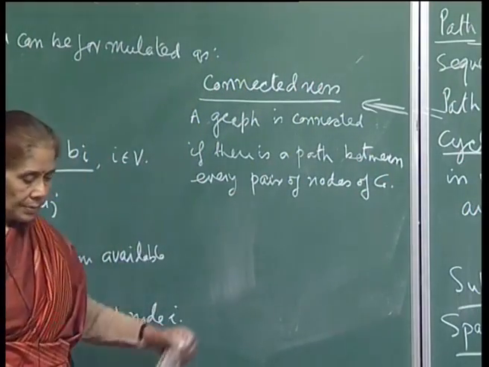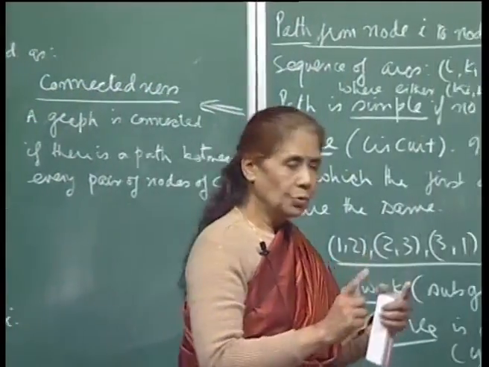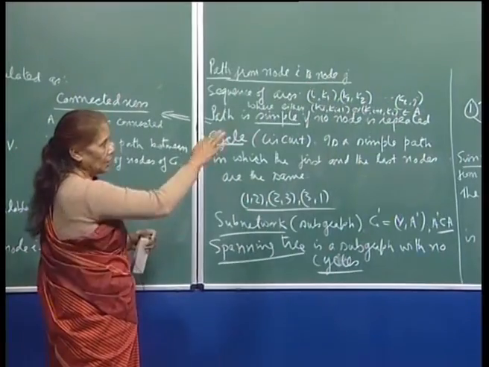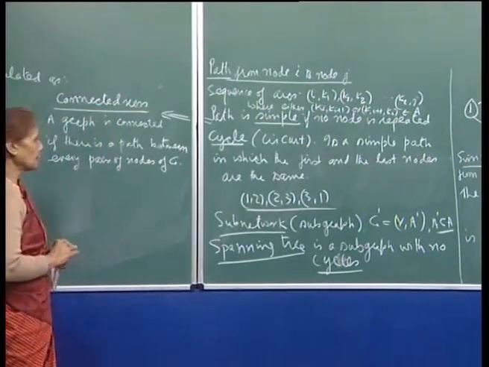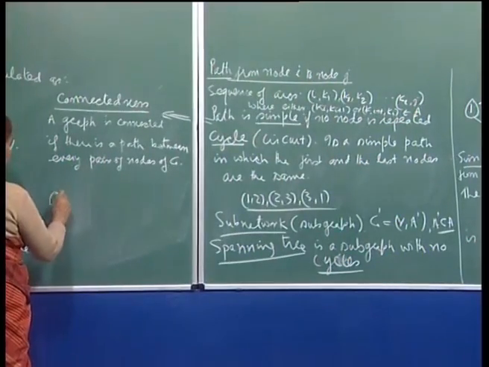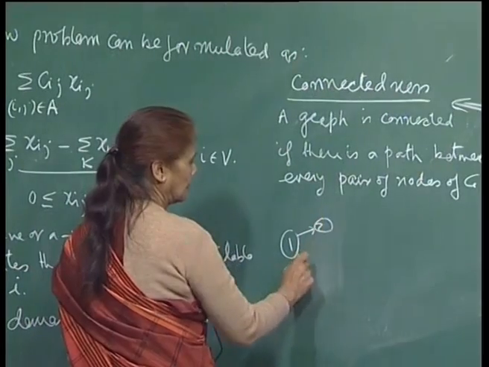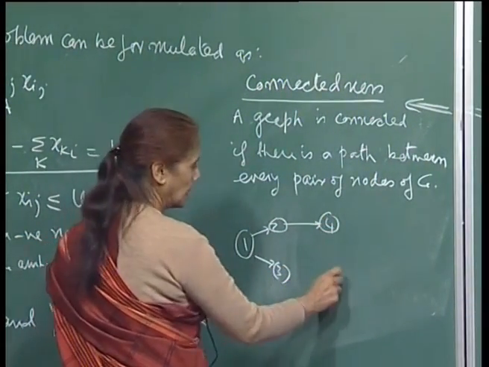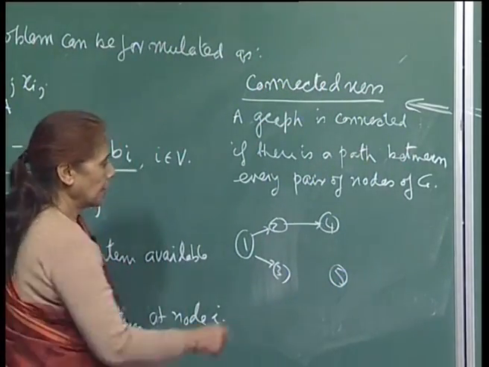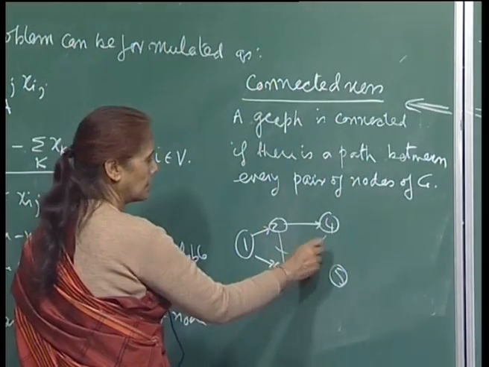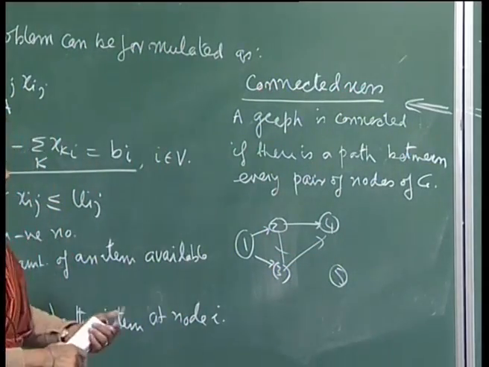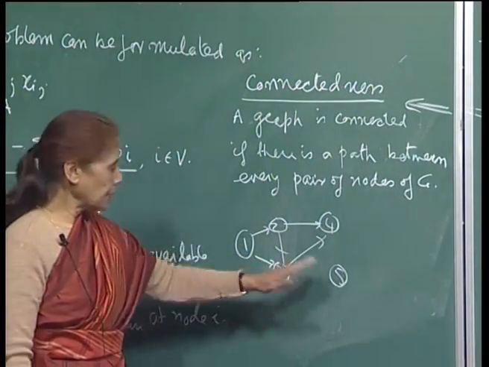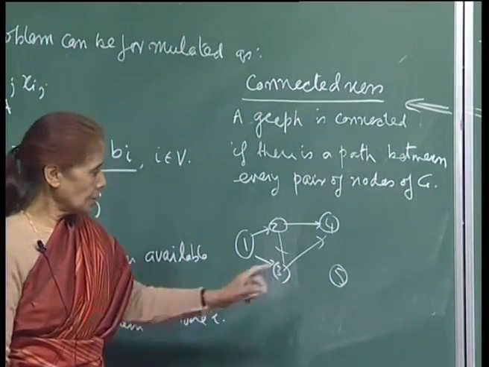So, connectedness, that means I should be able to connect any two nodes of the graph via a path. What I drew for you was a connected graph. But for example, if I have something like this, and I have a singleton here, you may have this, you may have this, it does not matter, still this graph is not connected, because I cannot in any way reach from 1 to 5, or from any node here to 5. So, this is not a connected graph.